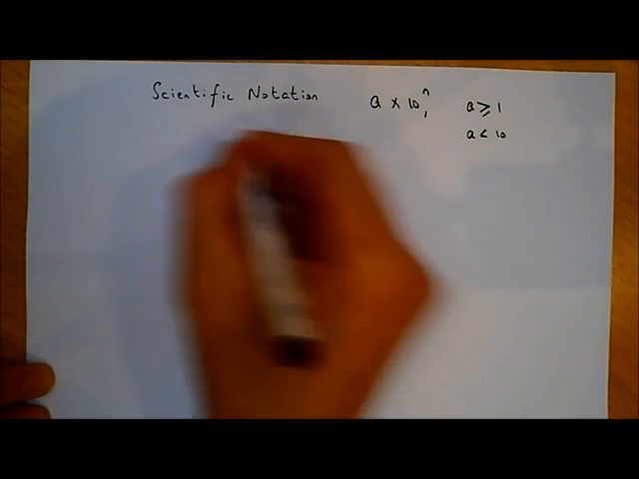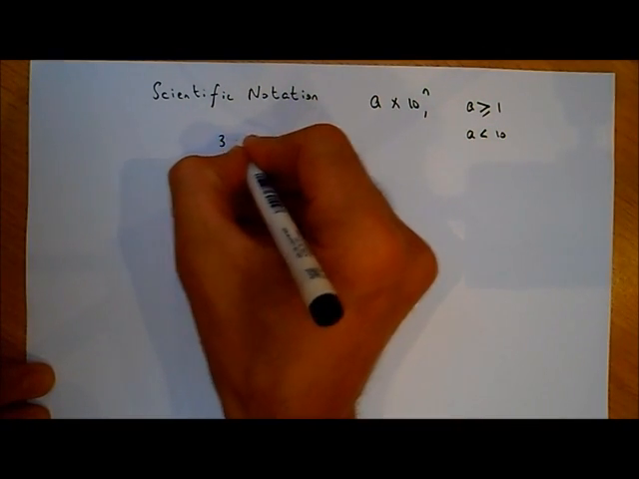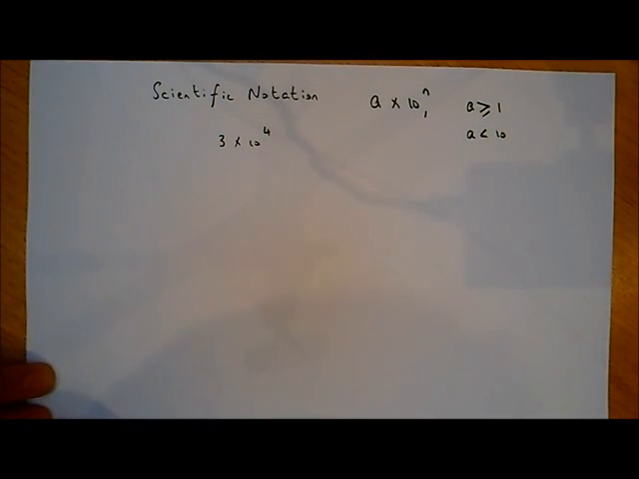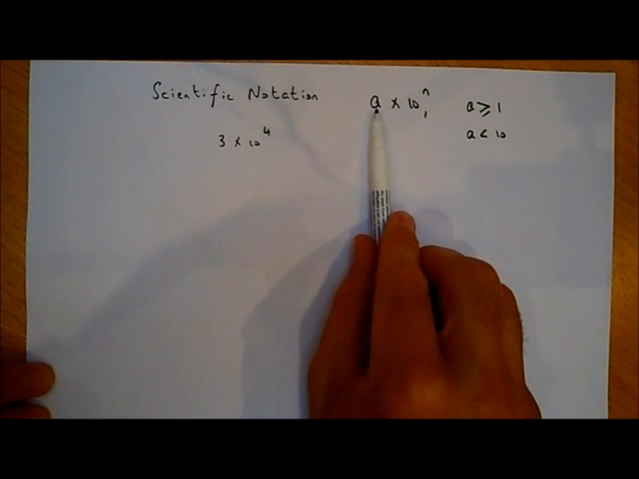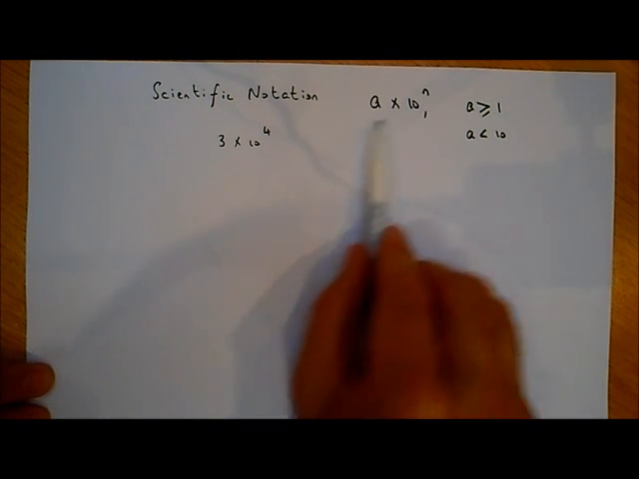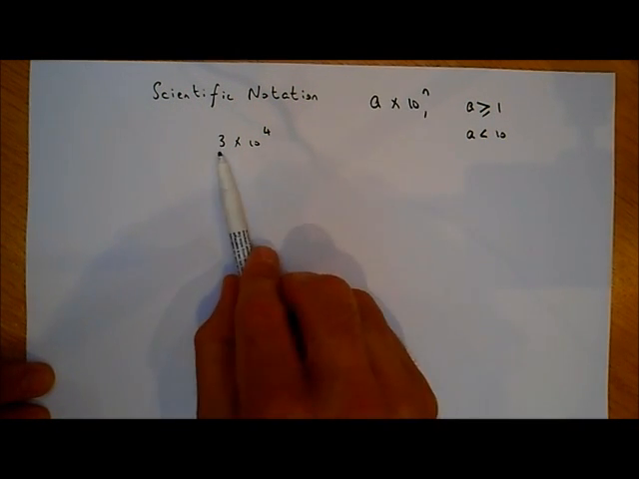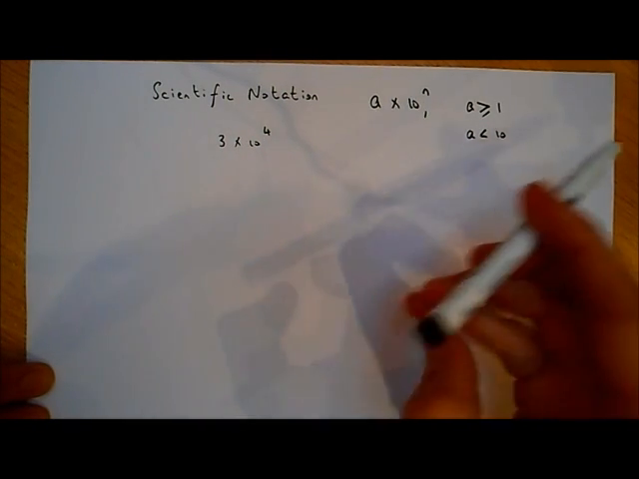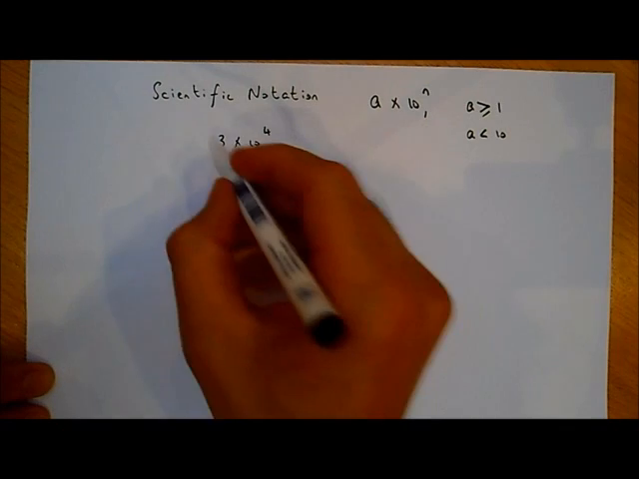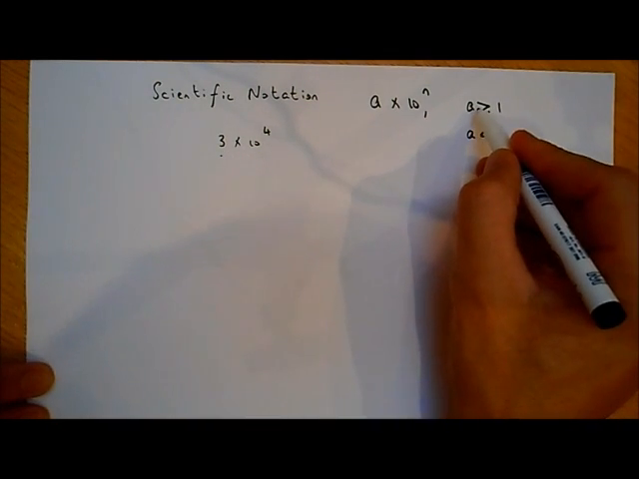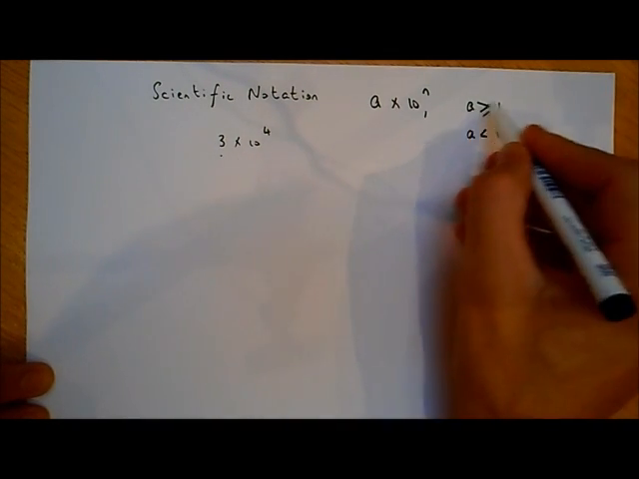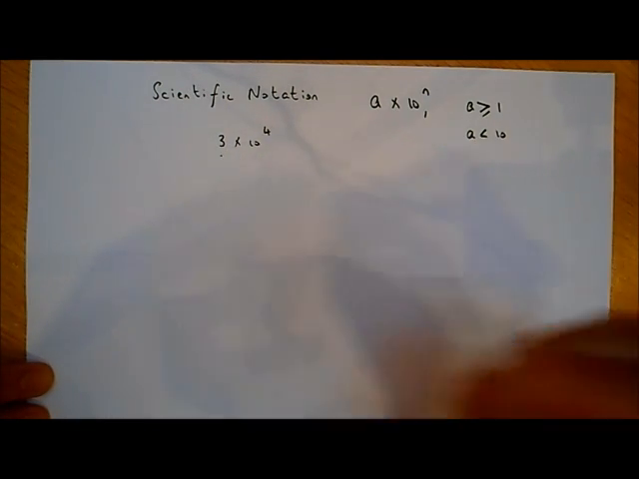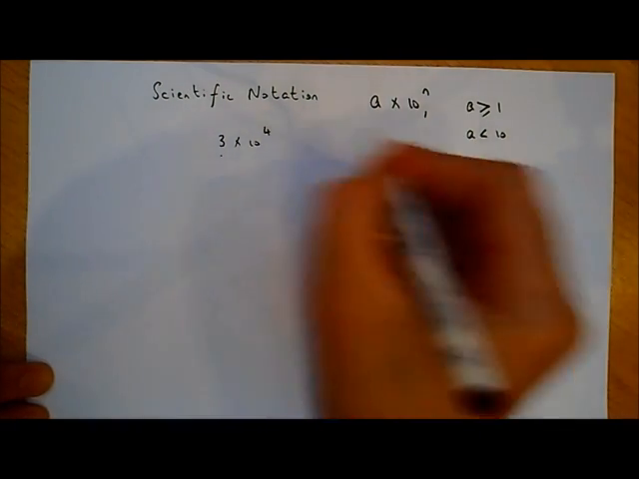Well, for example, say I take the number 3 multiplied by 10 to the power of 4. This is a number that's in scientific notation because it looks like a multiplied by 10 to the power of n. The a part is 3, and the n part is 4. And if you look at the conditions for the a part, the number at the start has to be greater than or equal to 1, which it is, and it has to be less than 10, which 3 is. So this is a number in scientific notation.